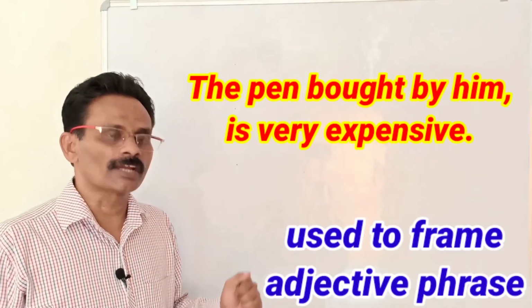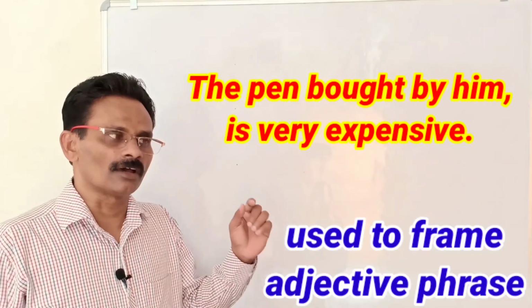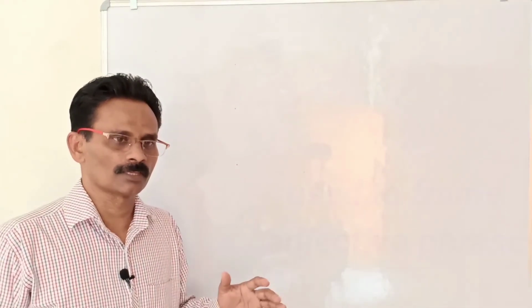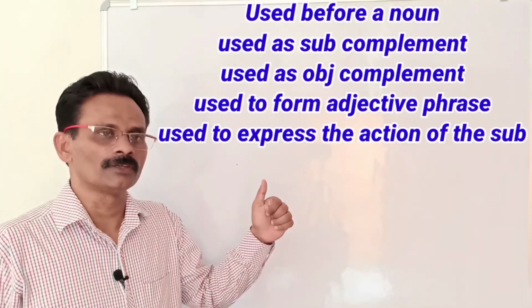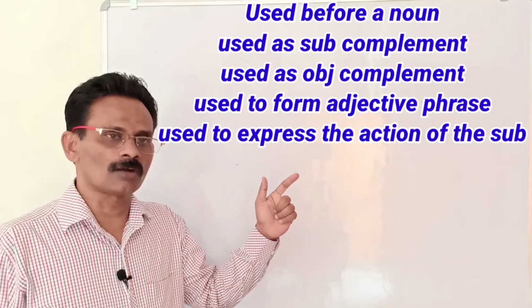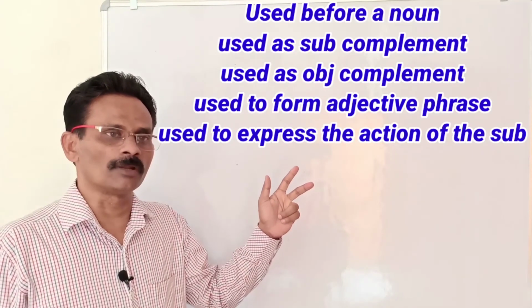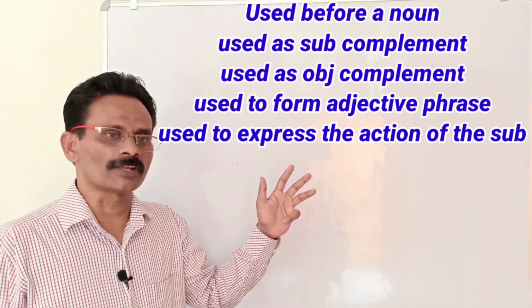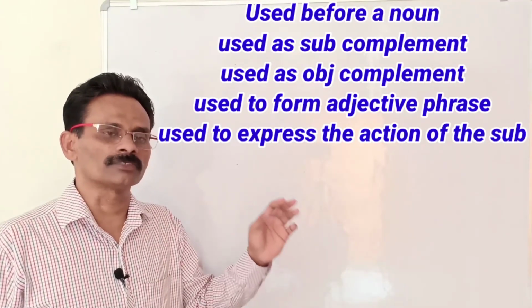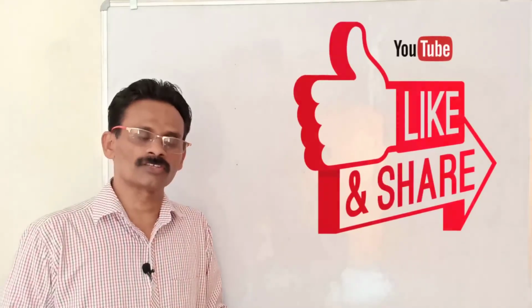So here we complete the learning of the uses of past participle. Past participle can be used before a noun, as subject complement, object complement, adjective phrase, and to express the action of the subject.